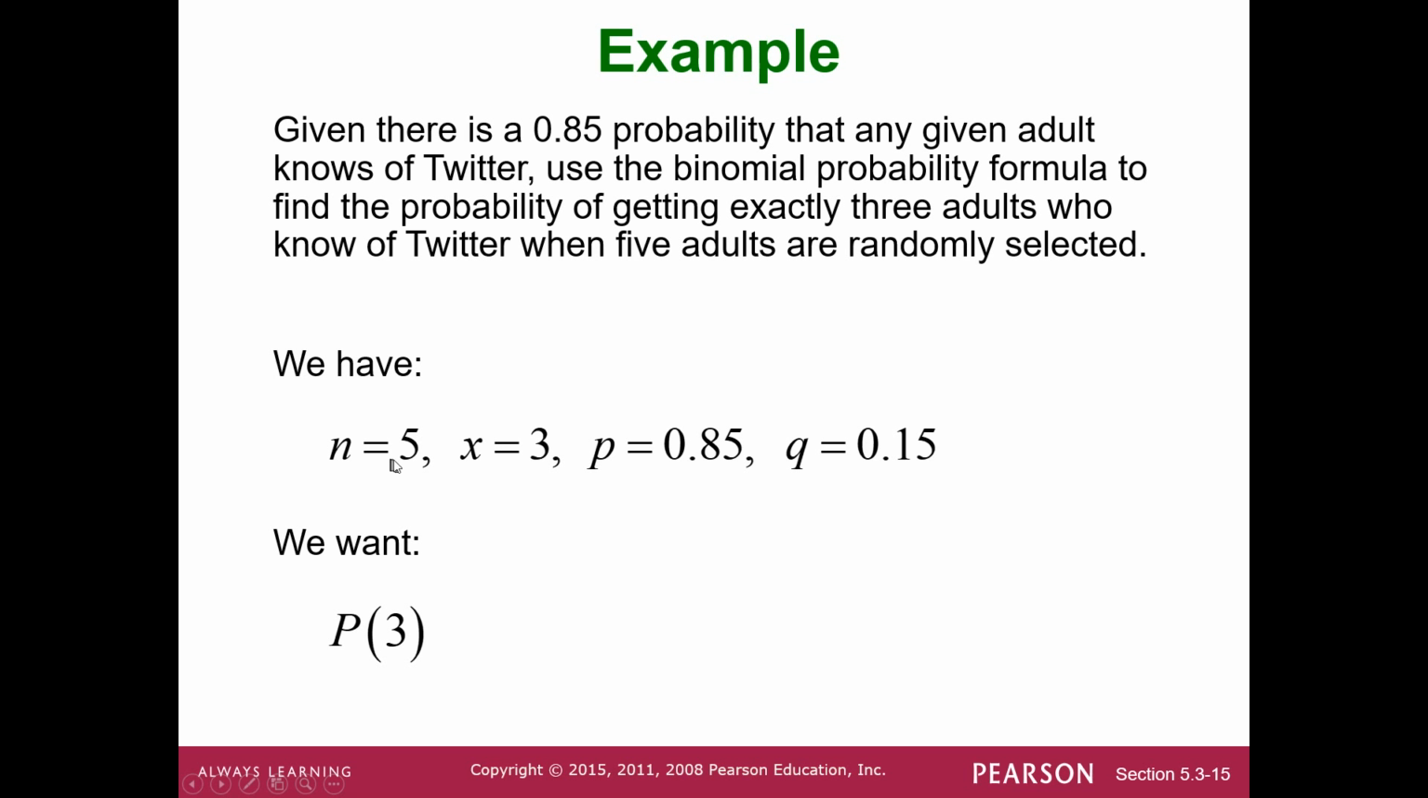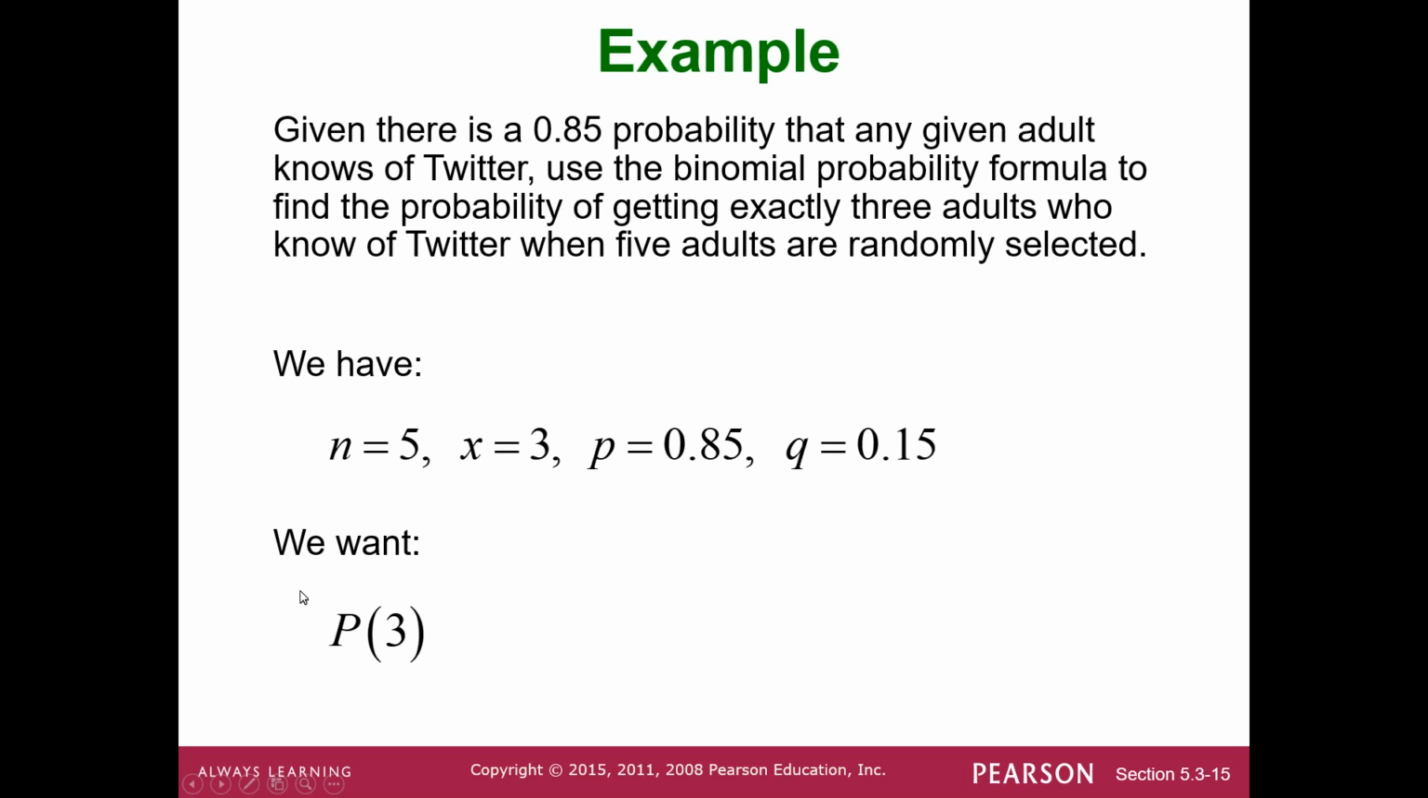Alright, so we have all the important information. There are 5 people, 5 independent values. We're choosing 3. We need to find the probability of getting exactly 3. And we know the probability of success is 85%, the probability of failure is 15%. Okay, and you can get that 15% from 1 minus 0.85 because we know these two add up to 1.